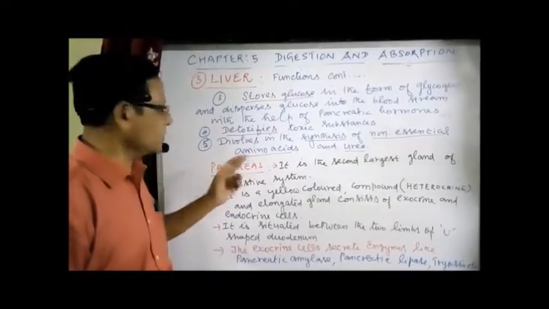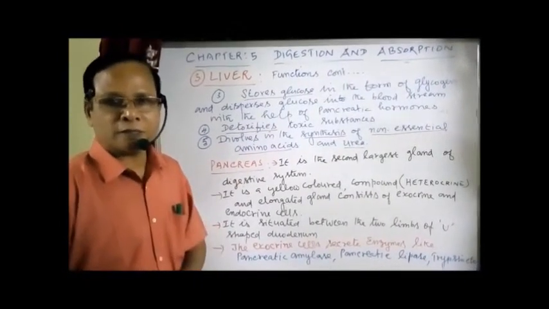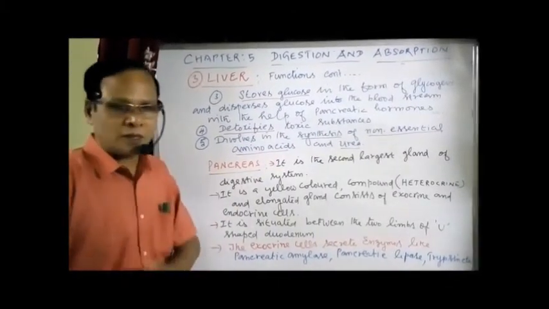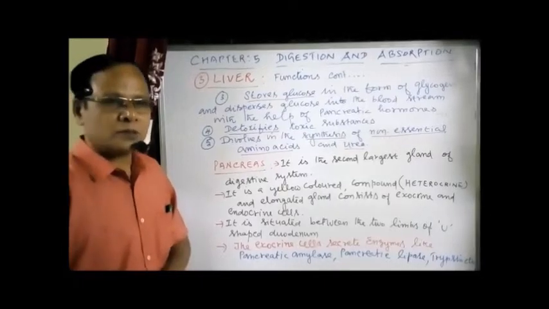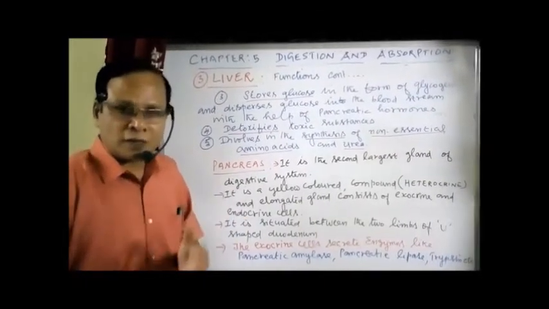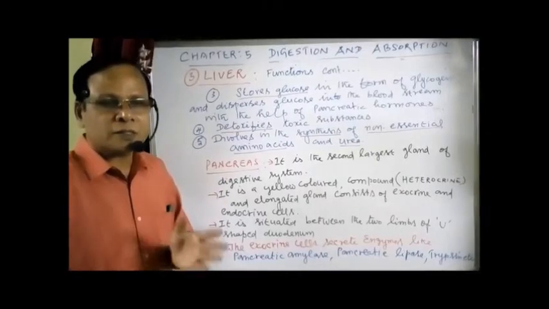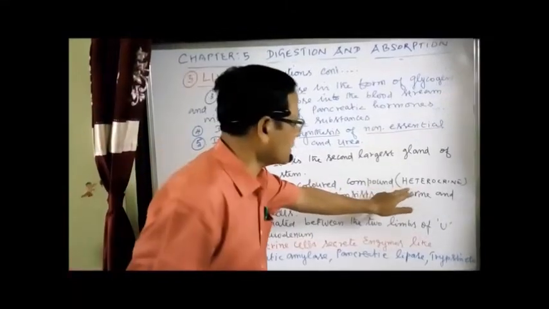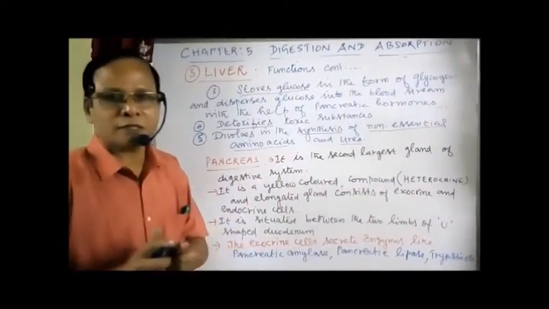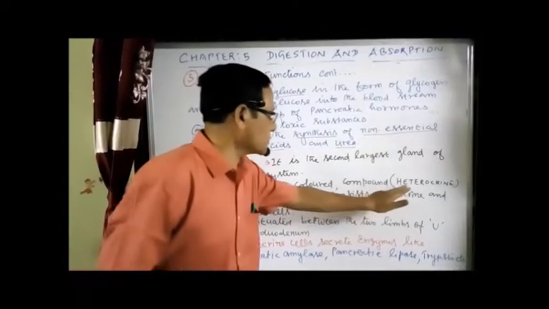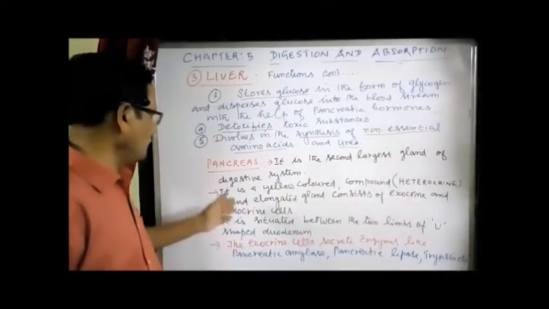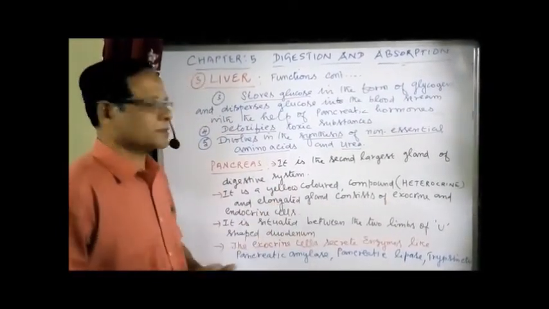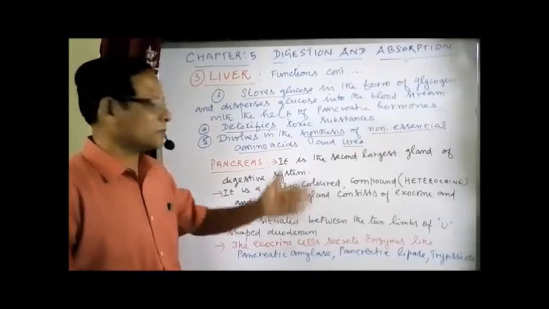Now the last visible gland, an exocrine gland, the second largest gland in the digestive system, is the pancreas. It is more or less a leaf-like structure. It is yellow colored, a compound gland, because it is formed of two different types of cells, exocrine and endocrine. Hence it is also called a heterocrine gland or compound gland.